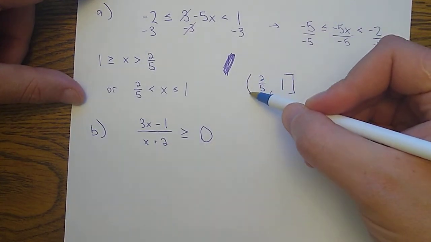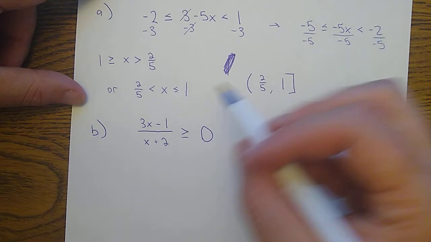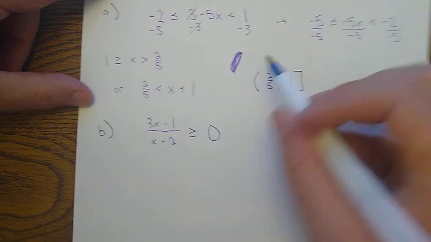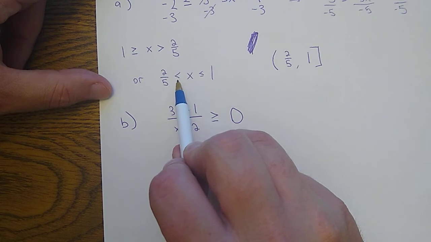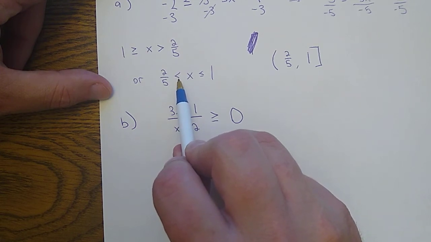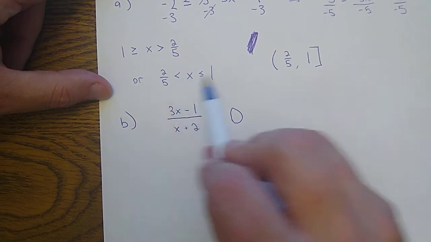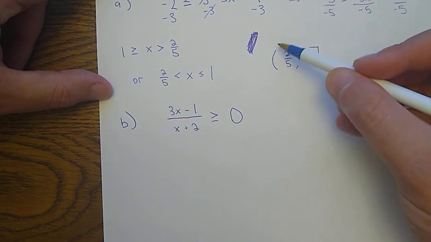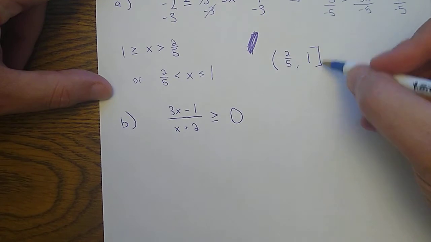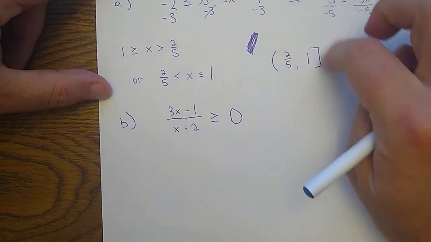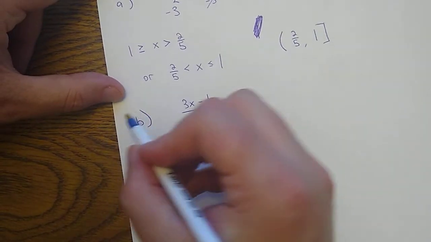It's a parentheses here indicating that 2/5 is not included. That's because this is strictly greater than. This is not greater than or equal to. So x actually cannot be exactly 2/5. That's why this is parentheses. However, x could be exactly 1. That's why this is a closed bracket. So that's what parentheses and brackets mean in interval notation.